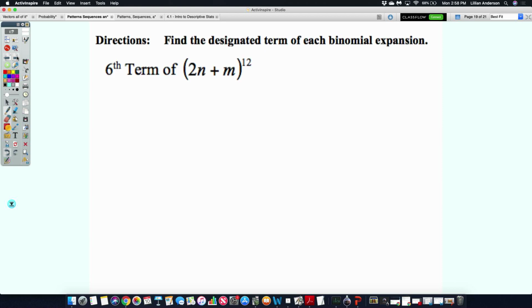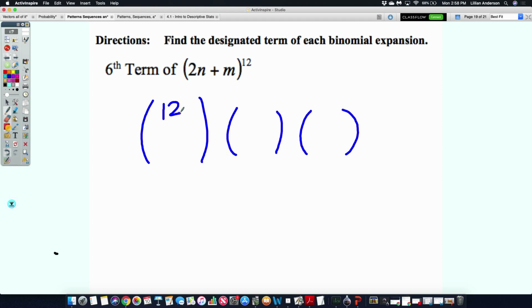Yeah, this is time consuming as is. Look at this one. It's asking you to find the sixth term of this expression. N is 12. You should not be writing out all 13 terms of this expansion. You do know, though, that you'll have 3 parentheses. What's always at the top of your first parenthesis? 12. What goes in your first parenthesis? 6. 2n. What goes in your last parenthesis?